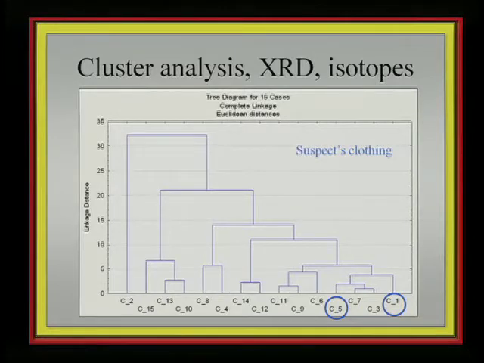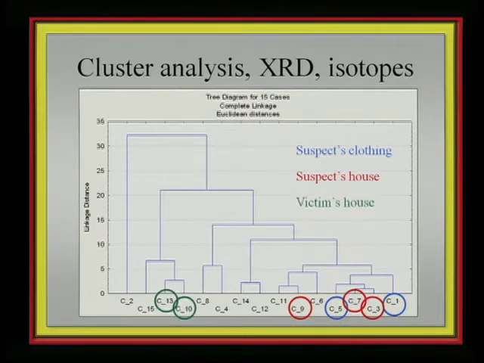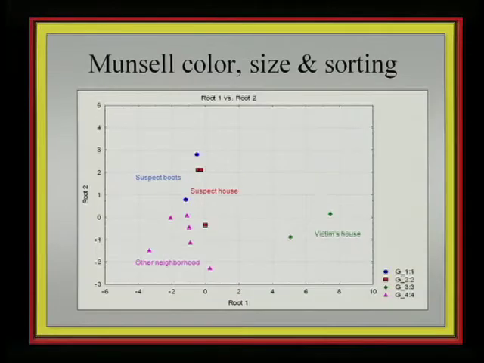It turned out, they only told me there was one sample. It turned out there were 2 samples from the suspect's clothing. And they seemed to be quite similar in linkage distance to the suspect's house, and they're quite distinct from the victim's house. So this was done without any a priori knowledge of what samples were what.